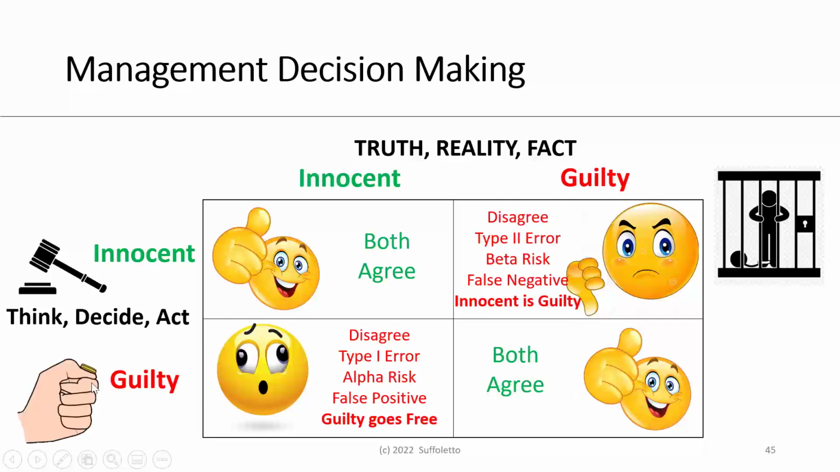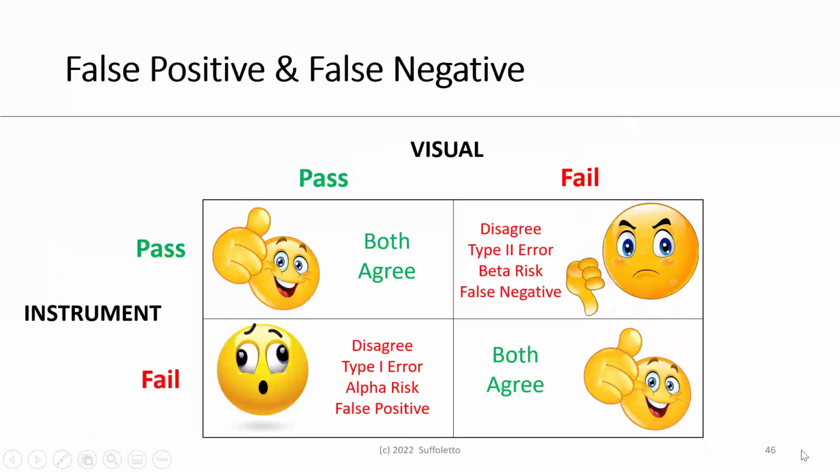So again, when it comes to making decisions in management, I don't want you to arbitrarily, randomly flip a coin and 50% of the time you say this, pass or fail. That's not how we run a business. That's not how we make decisions. We make decisions based on data, and you want complete, accurate, timely data. Your decisions are often only as good as your data. So we're back to this pass-fail for visual and instrument. Again, we have these two types of mistakes and errors.